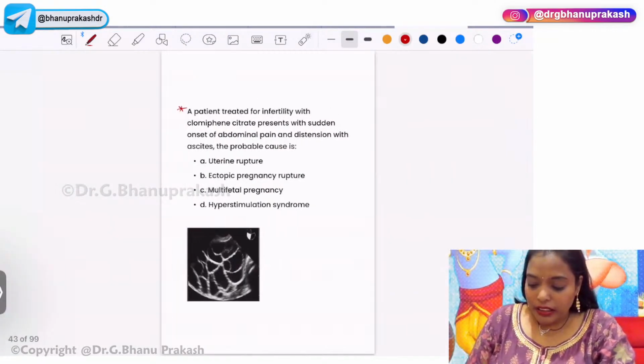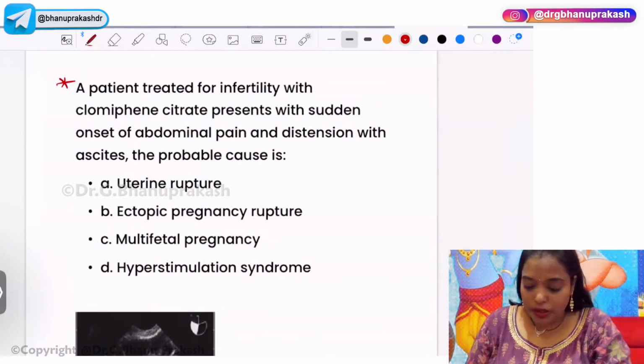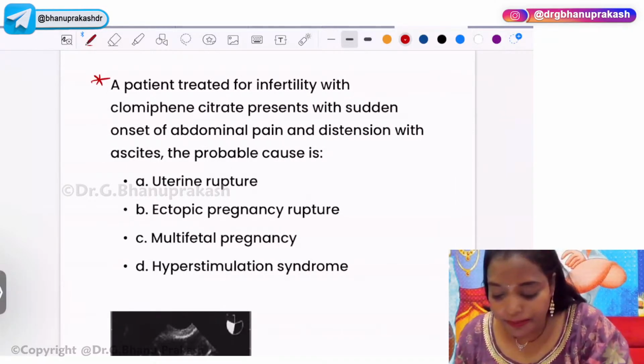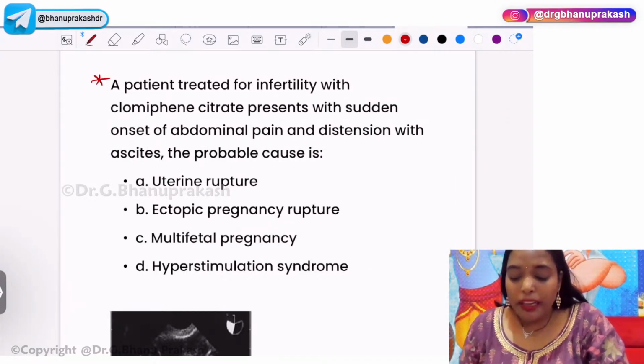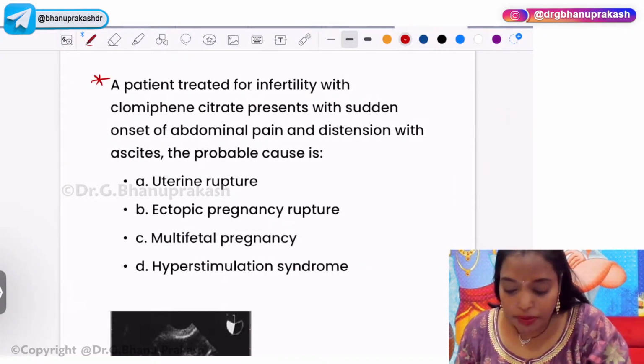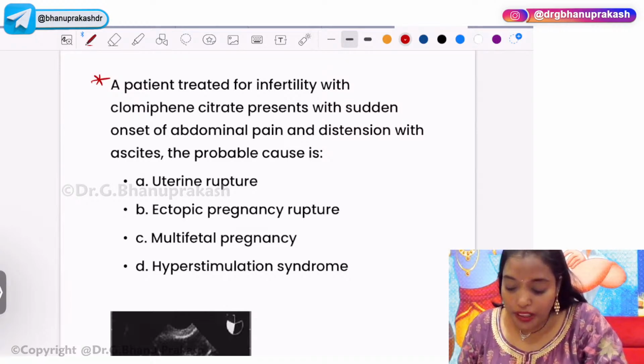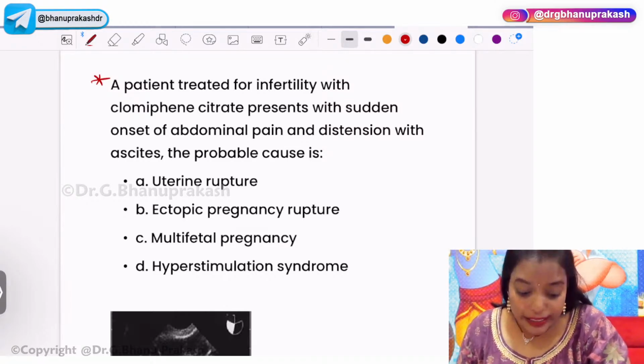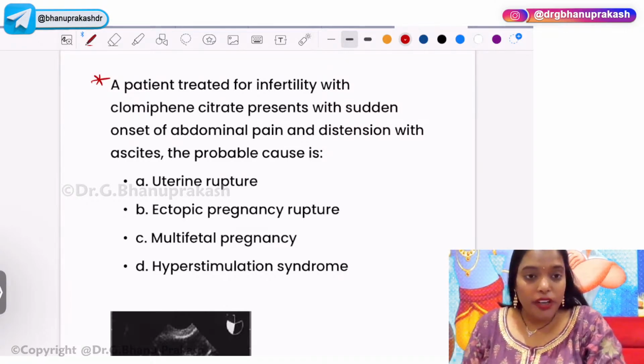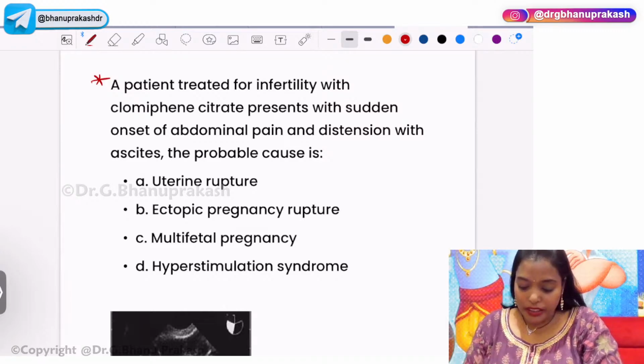Now, next, this is one thing which has been asked as an MCQ, so I'm directly jumping here. A patient treated for infertility with clomiphene citrate presents with sudden onset of abdominal pain and distension with ascites. The probable cause is: uterine rupture, ectopic pregnancy rupture, twins, or hyperstimulation syndrome.